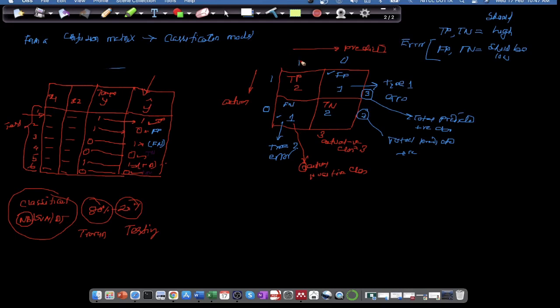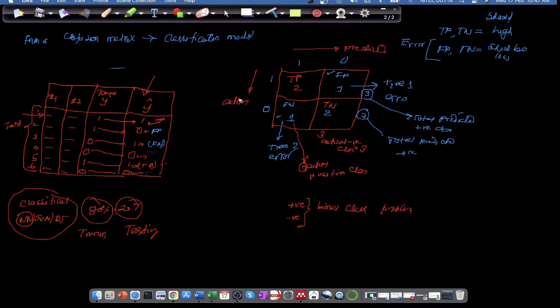Here 1 represents the positive class, 0 represents the negative class. Since it has only 2 classes, positive and negative, this is called a binary classification problem.